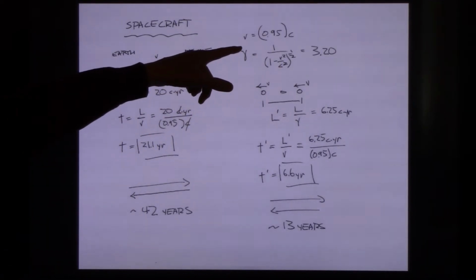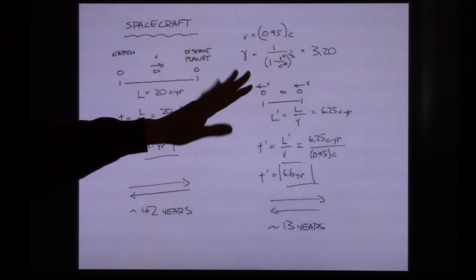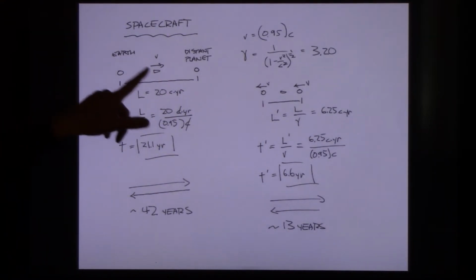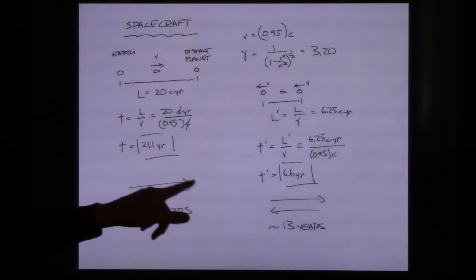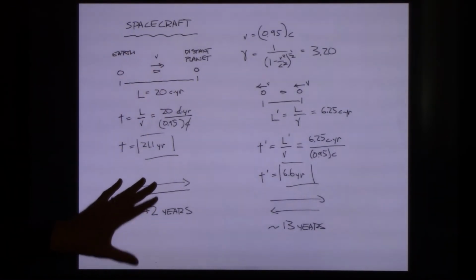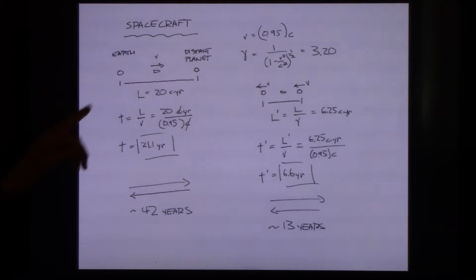So that's pretty fast, 0.95 c. It's a pretty good gamma factor, 3.2. But in the Earth frame, this is going to take 21.1 years. So if they travel out and come back, it's going to be at least 42 years that pass by in the reference frame of the Earth and the distant planet.